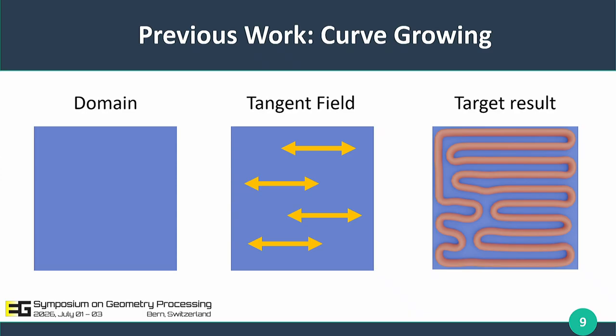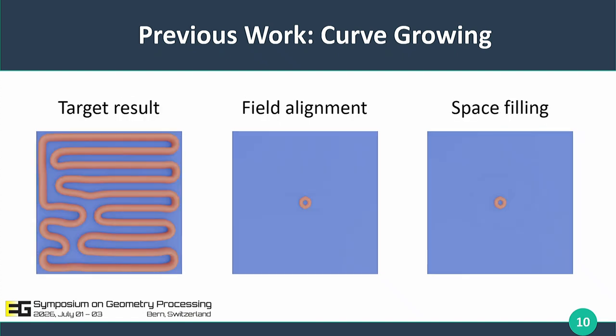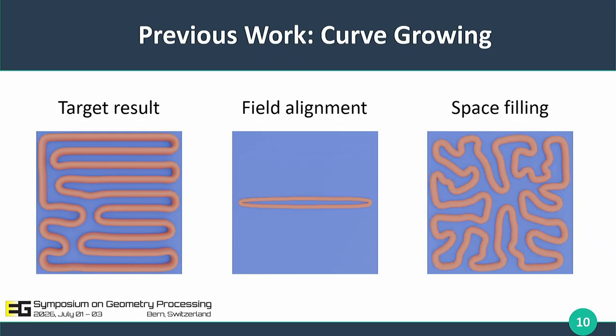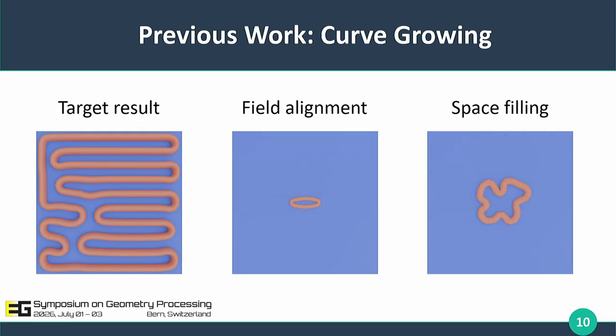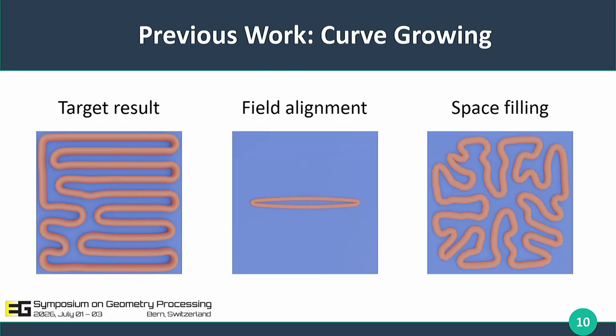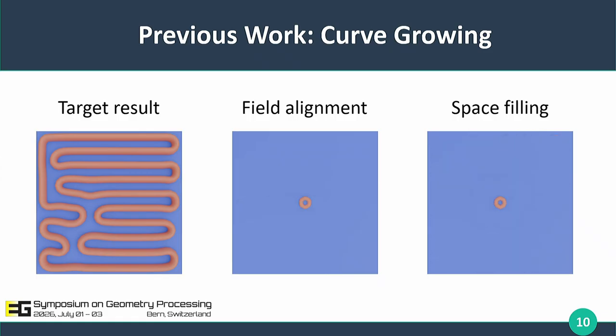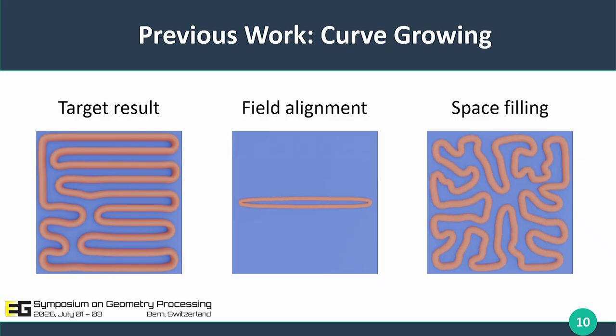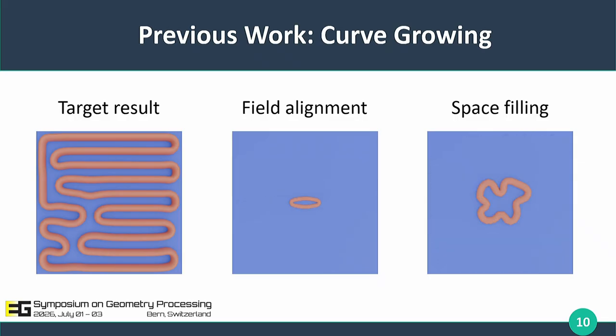In this simple example, we will consider a 2D domain and a constant tangent field in the horizontal direction. On the right, we show what the target result could look like. Curve growing methods iteratively extend a curve by following the gradient of an objective function. This objective function will contain two terms, a space filling energy and a field alignment one. The field alignment term encourages the curve to grow horizontally. However, this objective alone will not be sufficient to fill the domain.